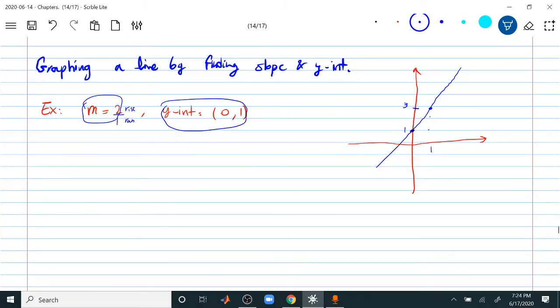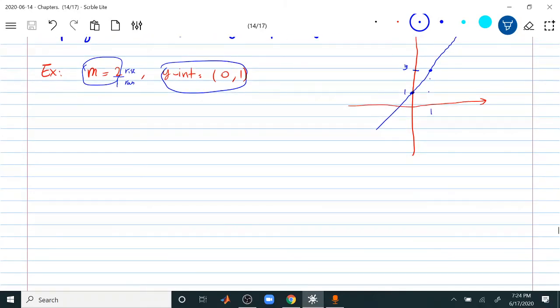Very simple. So if I have the slope and the y-intercept, then graphing a line would be much easier. So what we will try to do is to find the slope and y-intercept. That would be the ideal case to graph a line. So here, we try with an example.